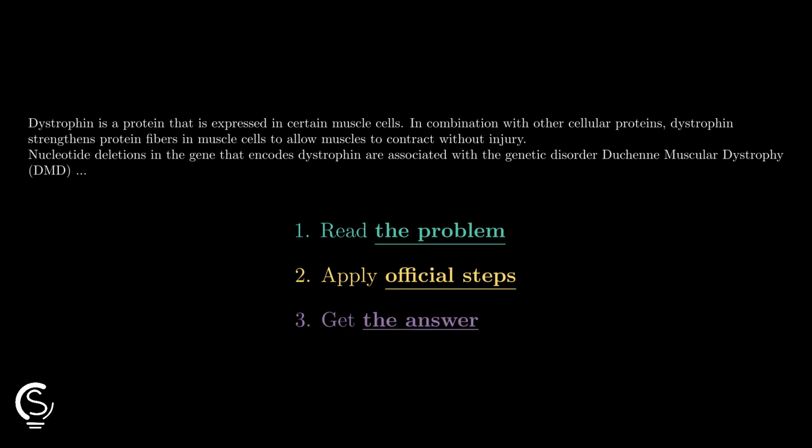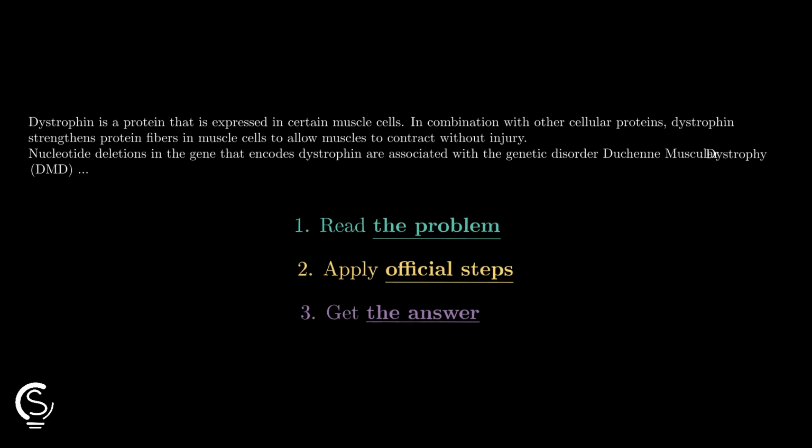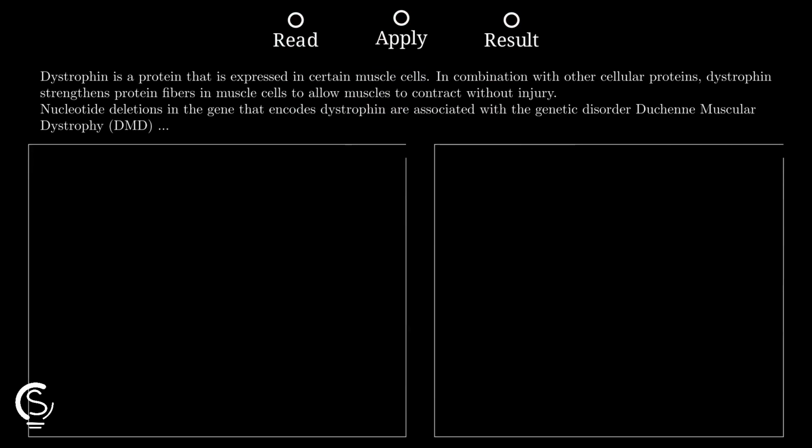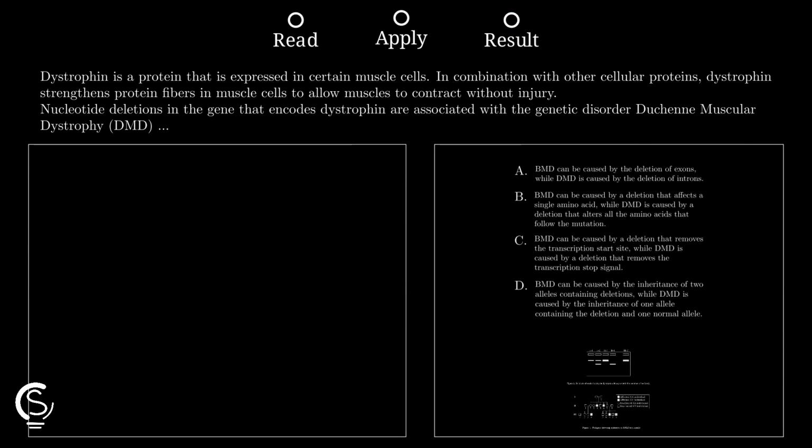Phenotype questions like this get easy fast when you track what the deletion changes in the protein, not just the disease names. Watch this carefully. The key difference is function. BMD still makes some dystrophin, even if reduced or abnormal, but DMD makes no functional dystrophin, so the mutation must disrupt the protein more severely.